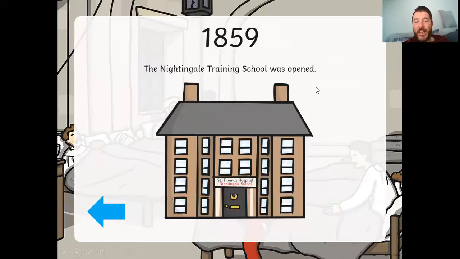Then in 1859, using partly the fund that was set up, and partly because Florence Nightingale had written lots and lots of letters to places and the government to ask for help, the Nightingale Training School was opened. And this was a hospital called St. Thomas's Hospital that literally trained nurses. So all the nurses would be there and they would be trained in their job to make sure they could provide the best care they possibly could.